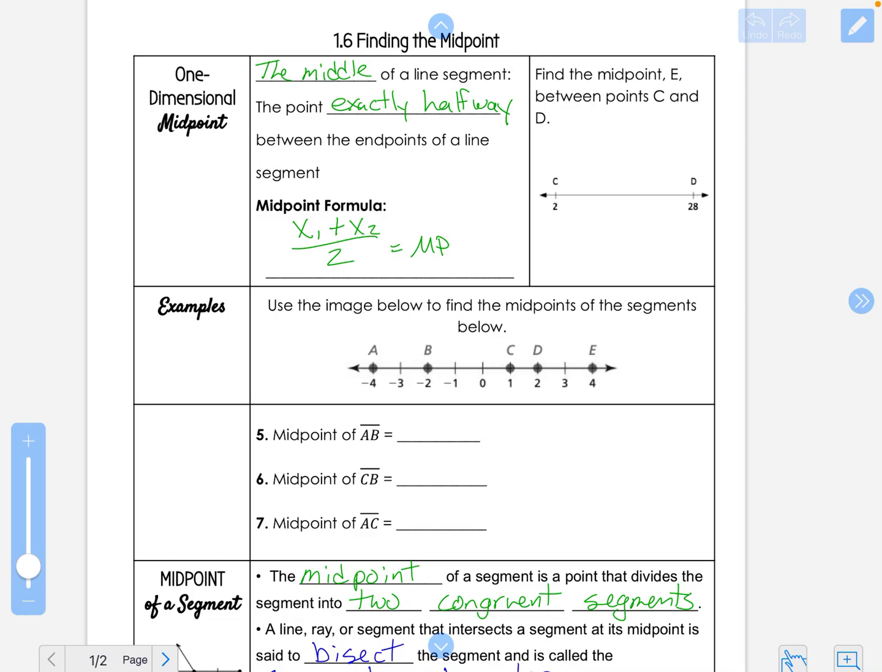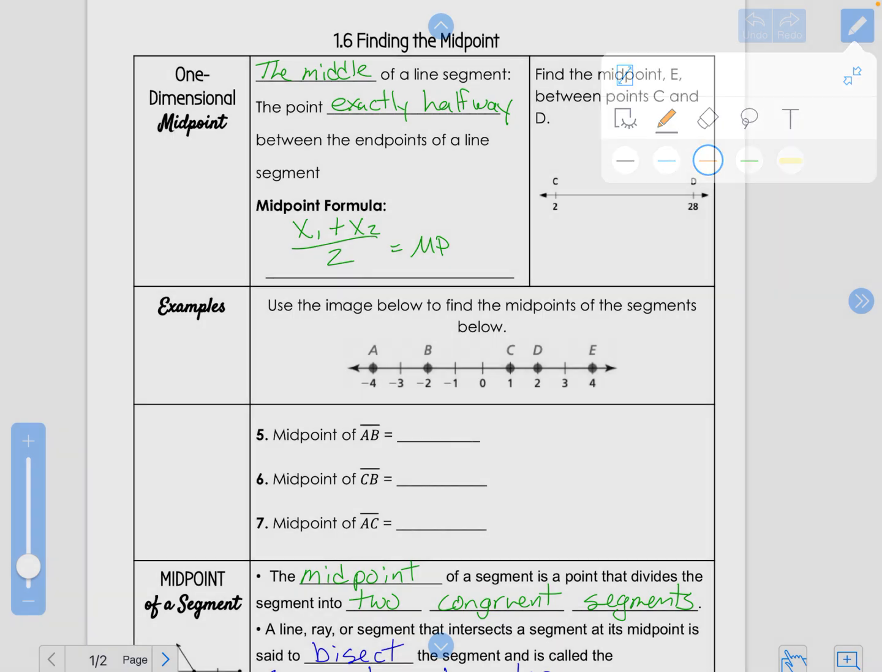Today we're going to talk about another important concept in geometry, which is midpoint, and how we can find the midpoint, especially in that one-dimensional line segment type distance. So first we need to talk about what a midpoint is. A midpoint is the middle of a line segment. It's a point that is exactly halfway between two endpoints. Our midpoint formula is x1 plus x2 divided by 2, which gets us the midpoint.